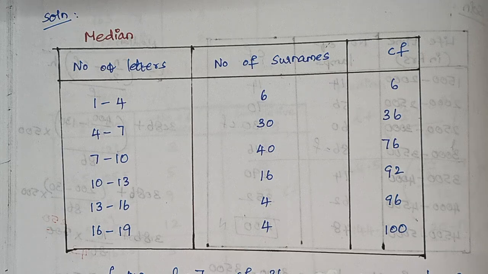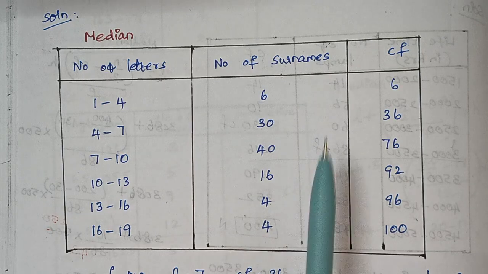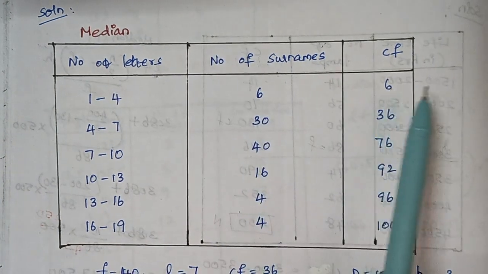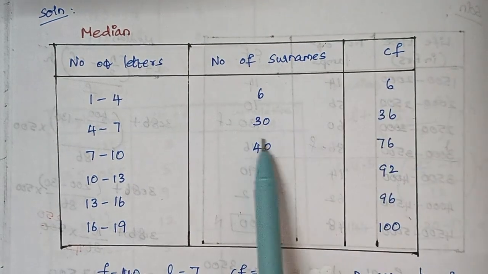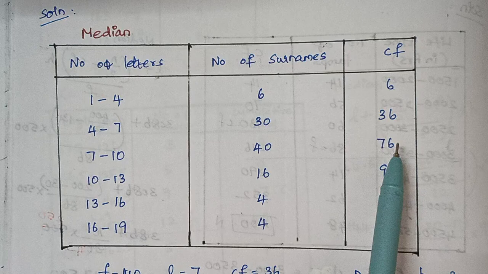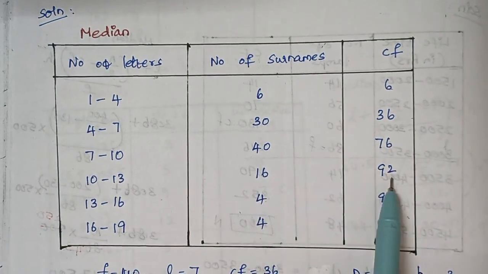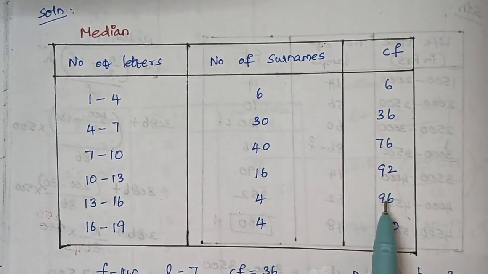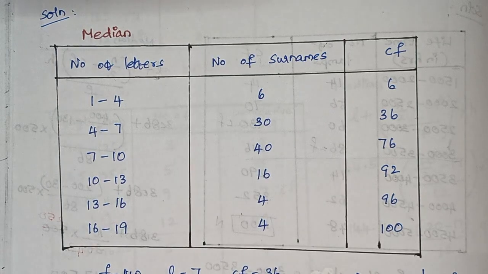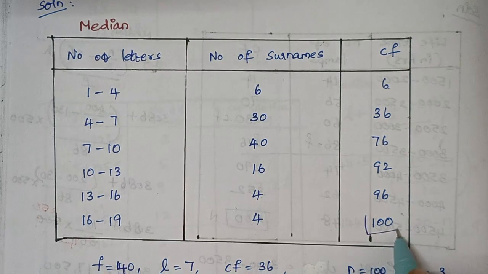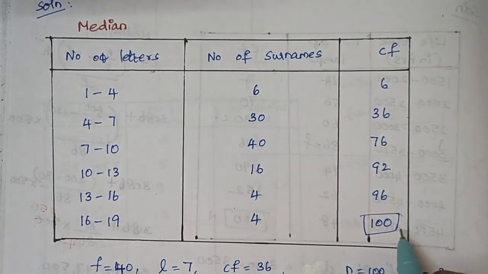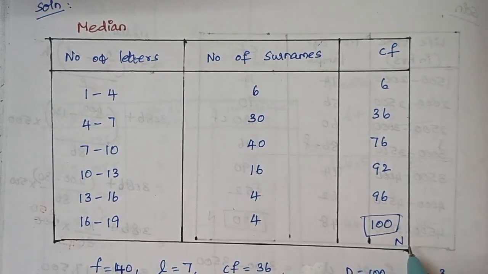So again, how to calculate cumulative frequency? You have to write the first number here as such, and to find the second number, just you have to add with the next number here. So 6 plus 30, 36, 36 plus 40, 76, 76 plus 16, 92, 92 plus 4, 96, and 96 plus 4 gives you 100. So here what is the value of n? So here the value of n is 100. So 100 by 2 is 50.